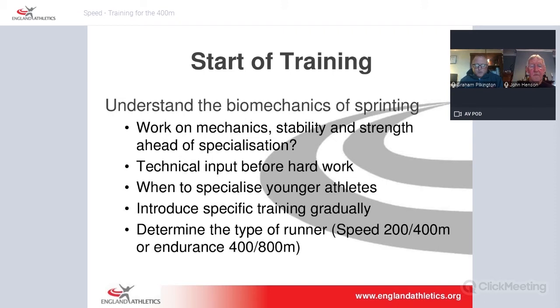So my starting point with all 400 meter athletes is to make sure that they're mechanically sound, stable, and that they've got some strength ahead of stabilization. Technical input before hard work: always try to get them technically strong before we start bringing in the hard work.